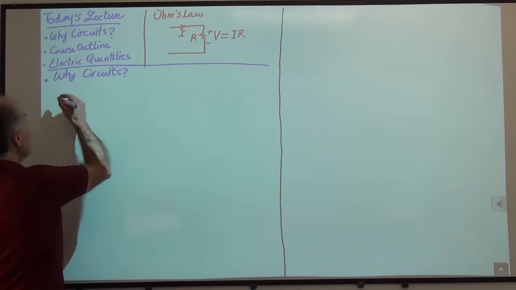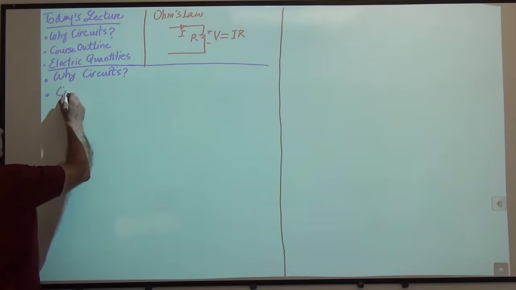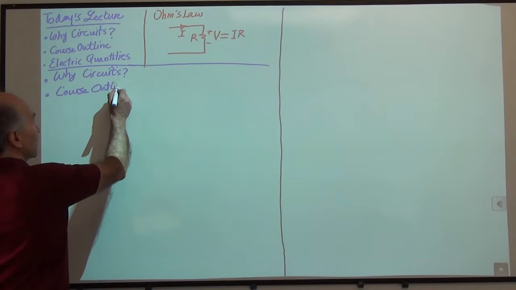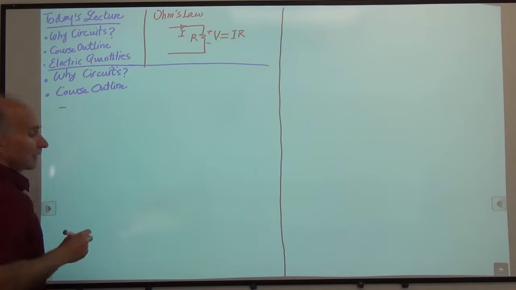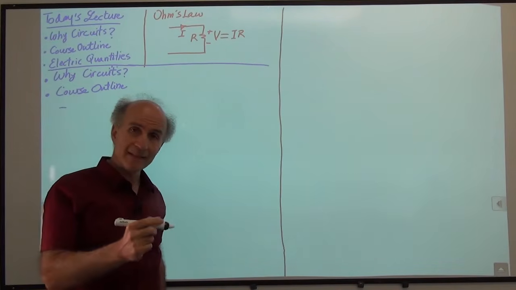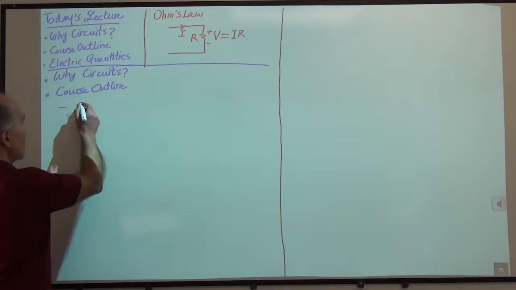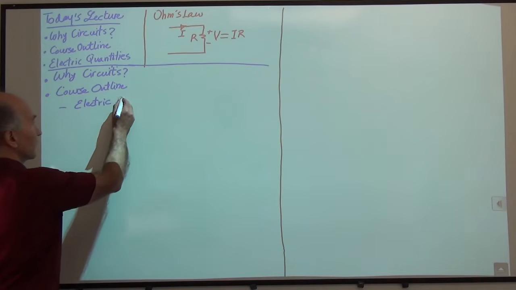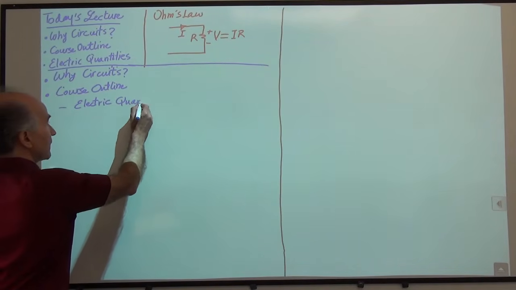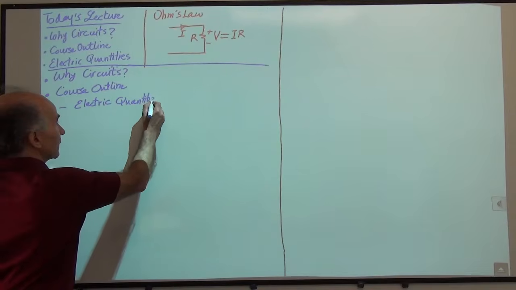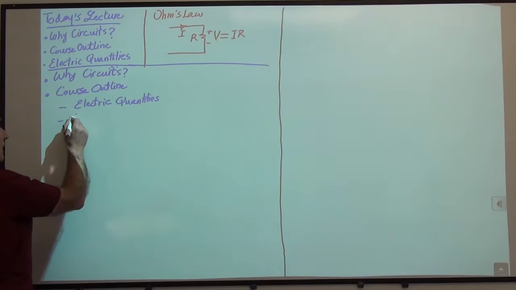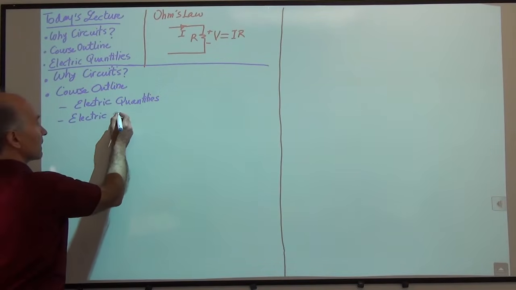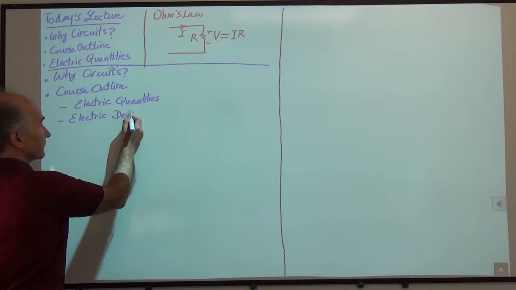All right, so let's begin with the course outline and see how we want to proceed. We're going to start with electric quantities and devices. So electric quantities include charge and current and voltage, etc. And then electric devices include voltage sources, current sources, resistors, capacitors, and many other components. So electric devices.